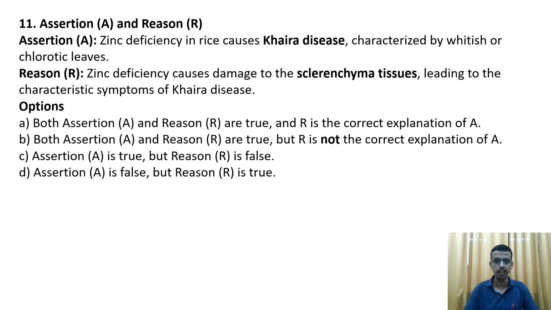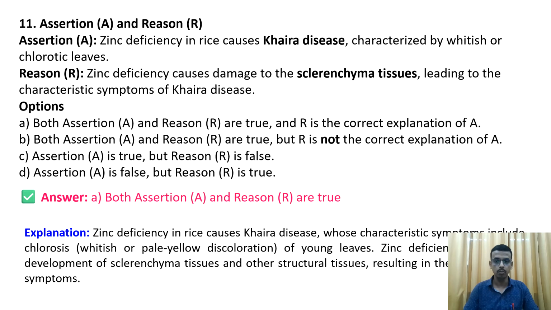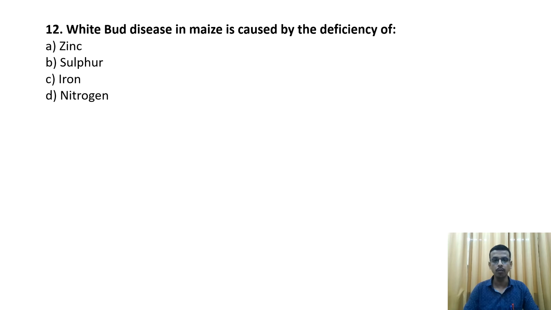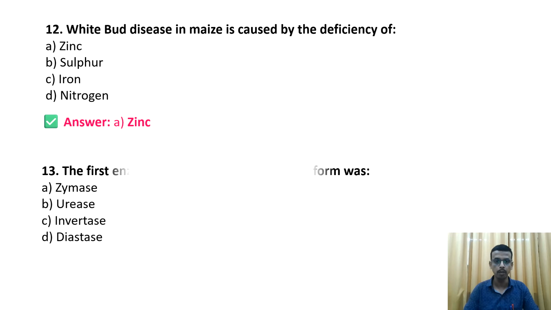So both assertion and reason are true. R is the correct explanation of A. So the answer is A. Again, I am telling you the original question options may differ, but I am discussing only the question. So this is the actual answer. Then you see, this is the explanation I already told. And coming to white bud of maize, again it is the deficiency of zinc. Before the exam I told you, please revise all the nutrient deficiency symptoms that may come.